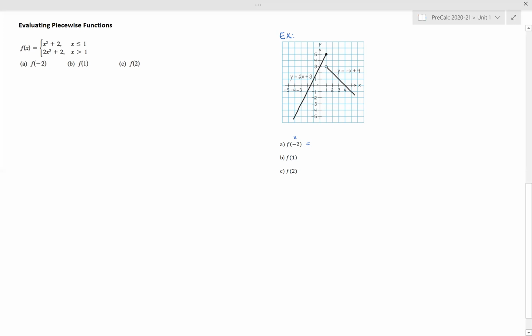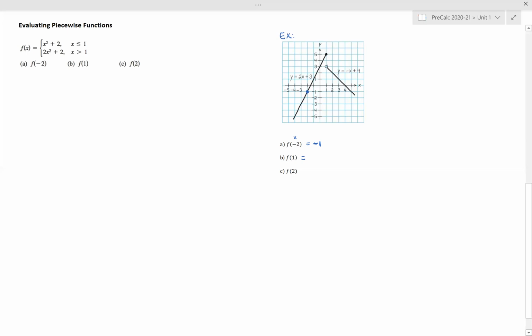Okay, so let's start with negative 2. If I go to negative 2 on my x-axis, my y value is negative 1. Notice on that piecewise function, it is only defined on this left piece of the graph. Okay, at f of 1, here I kind of reach a little bit of a gap.